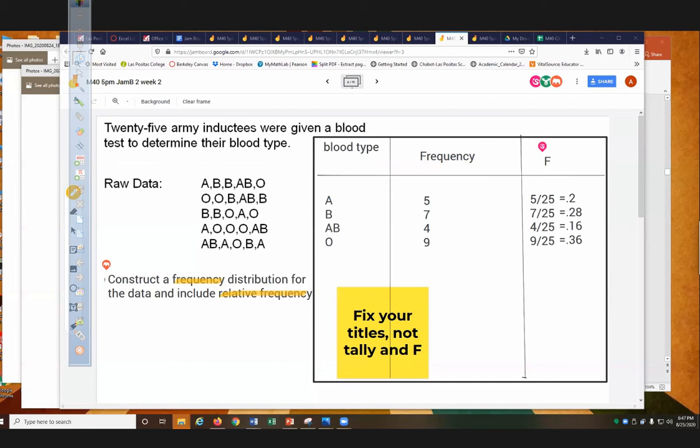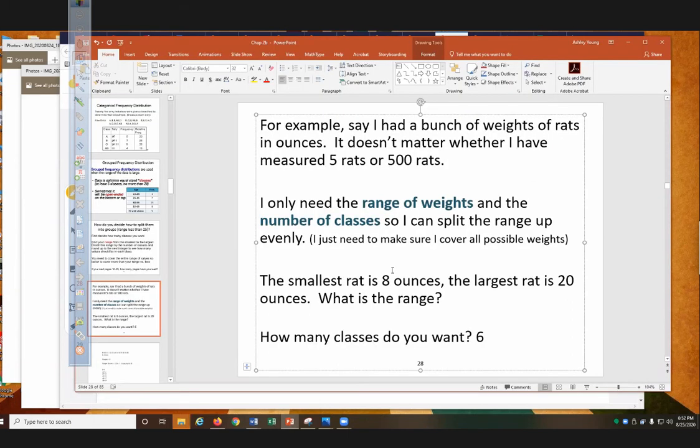Okay, so first we have to find our range. Our range is our largest minus the smallest. So our smallest rat is 8. Largest rat is 20. So my range is 20 minus 8, which is 12. It means I really have 12 plus 1 items, so I really have 13 items. So let's take a look. 6 classes.